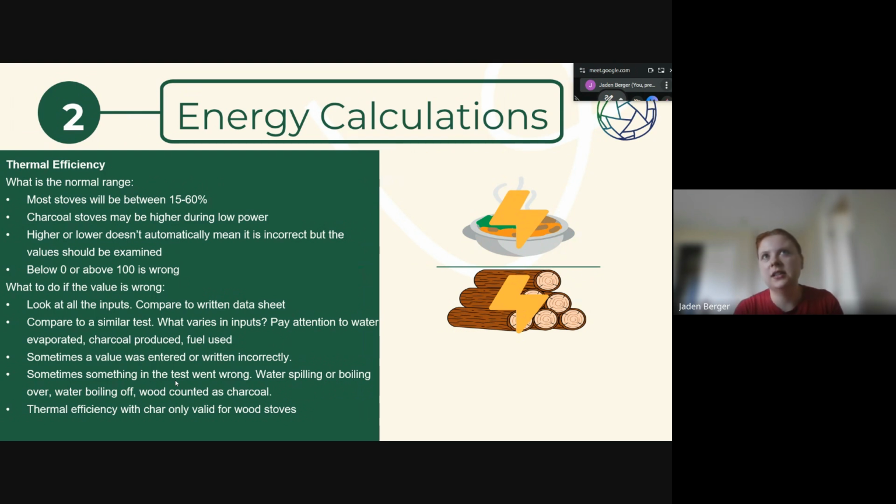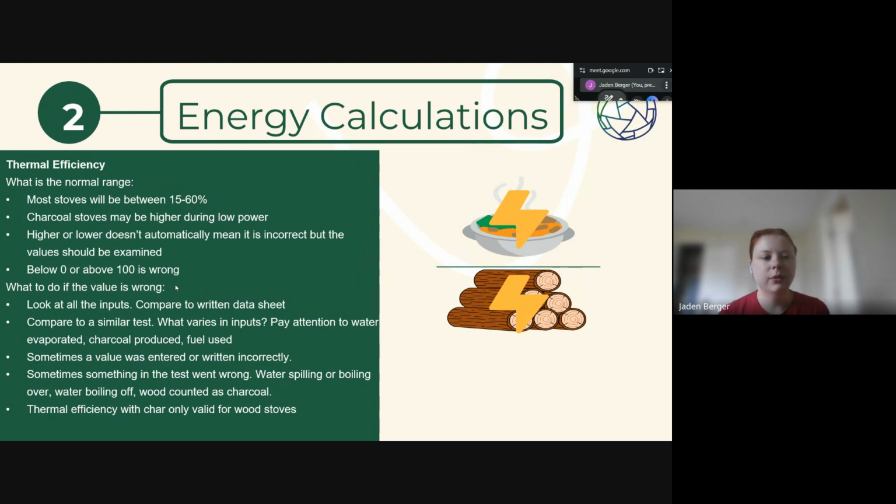does that make sense? Especially if a wood stove is showing super high, above 60%, we should really think, does that make sense for the stove design? Or is there an error? And then if we're getting a thermal efficiency below 0 or above 100, that's absolutely wrong. The physics, we can't do that. That would say that we put more energy into the pot than we put into the fire, which just doesn't make sense.